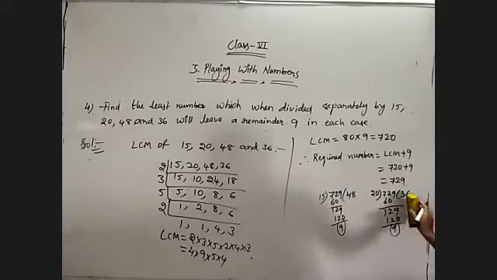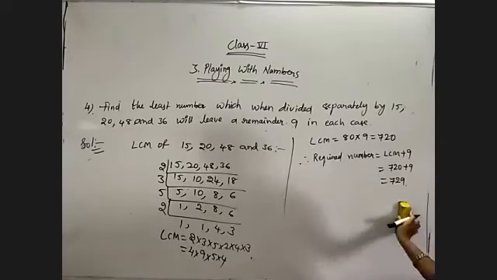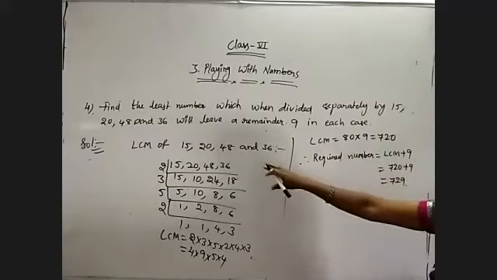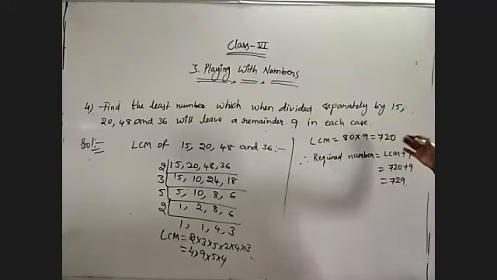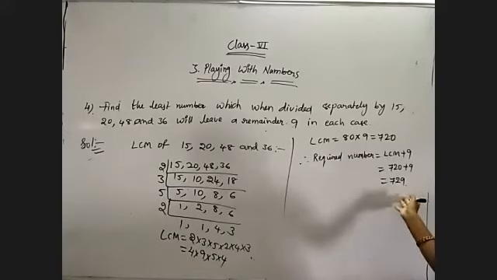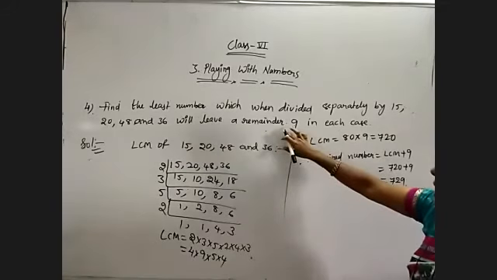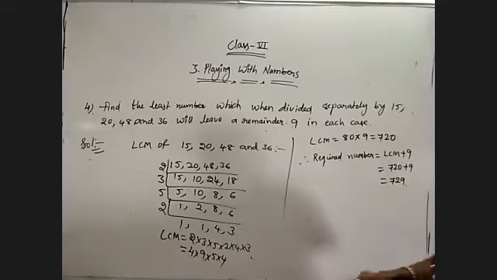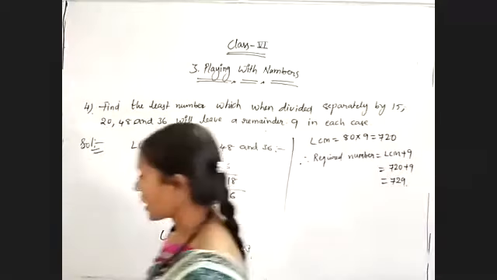Like that, check for 48 and 36 also. Compulsorily they will give the remainder 9 only, because the LCM is exactly divisible by the given numbers, and plus 9 will leave the remainder 9. Suppose it is leaving a remainder 5, just add plus 5. That's all. Now coming to the next question.